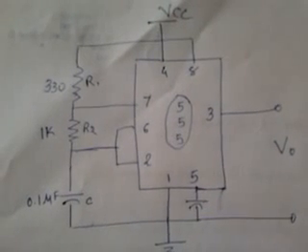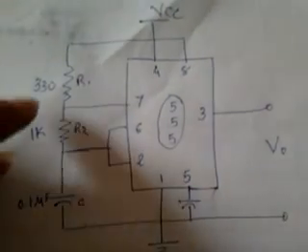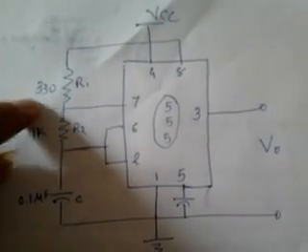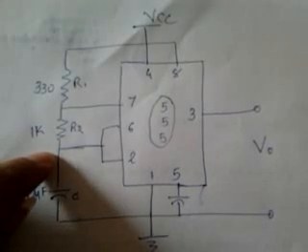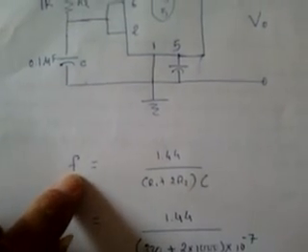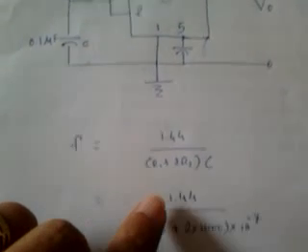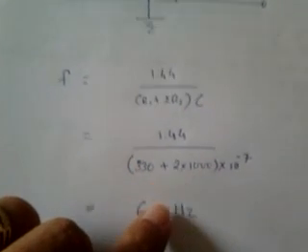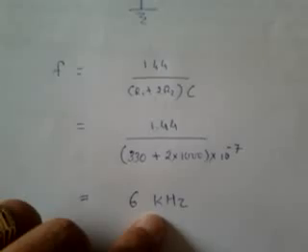This is the IC555 connected in astable mode. So the value of R1 we are taking as 330 ohm, the value of R2 we are taking as 1K, and the capacitor value we are taking as 0.1 microfarad. So by substituting all these values into this equation, we are getting the frequency around 6 kilohertz.